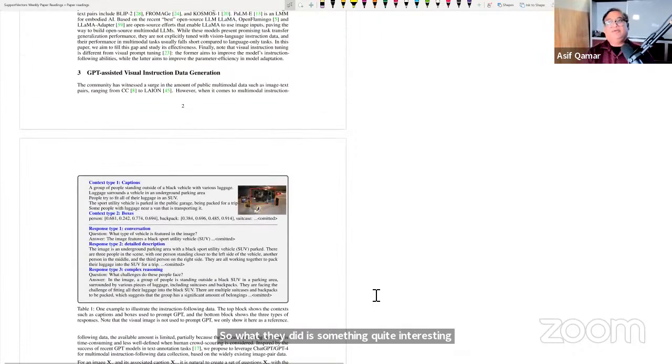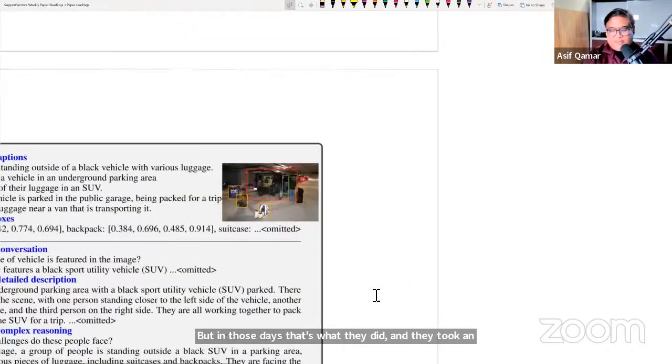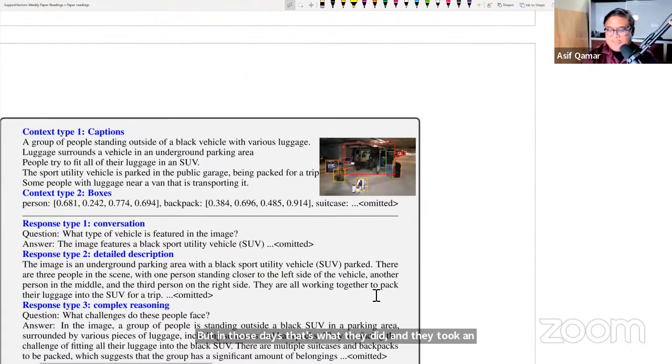They said, okay, we are going to take an open source model. I believe in those days Vicuna was doing very well. They took an open source model called Vicuna, and today you would use Llama 3.2 or whatever it is. But in those days, that's what they did. And they took an image like this. So let's observe this image. This is people packing something into an SUV. Here is the caption to the image: a group of people standing outside of a black vehicle with various luggage surrounding it, and so on.